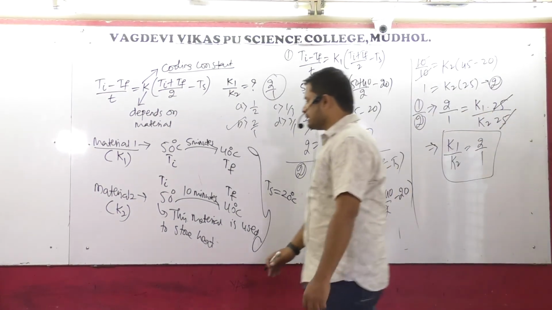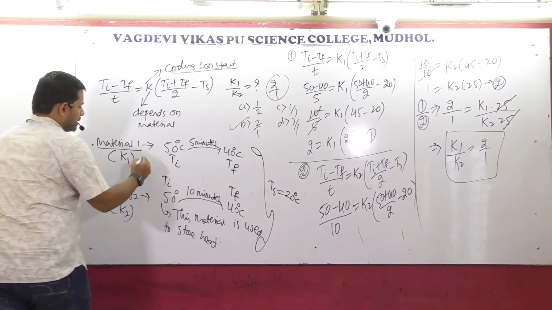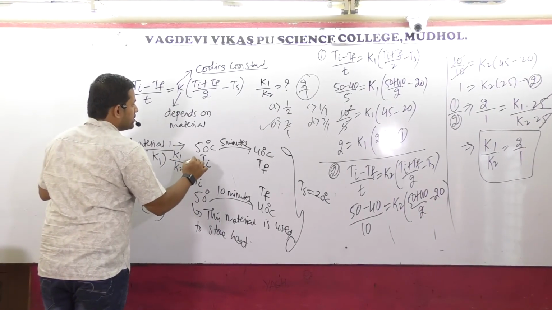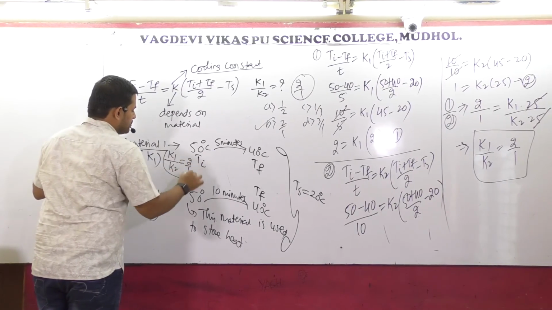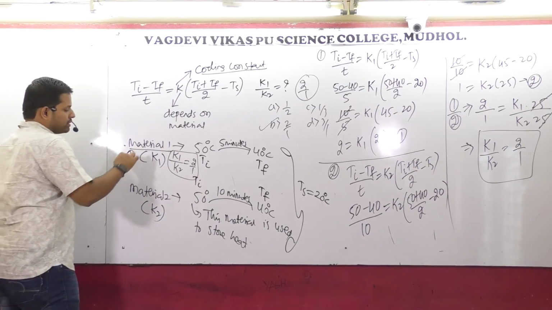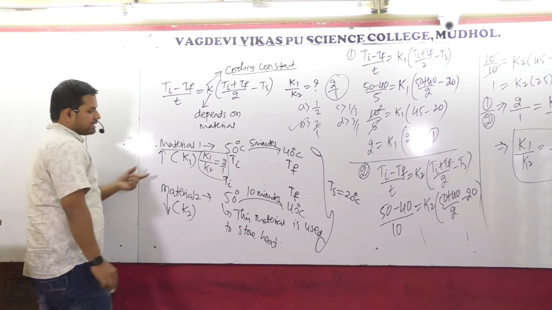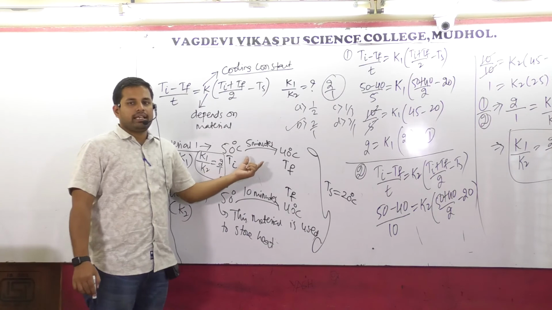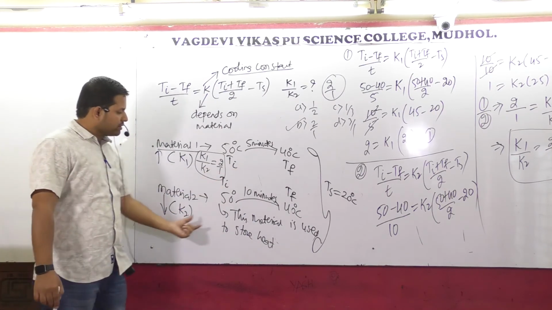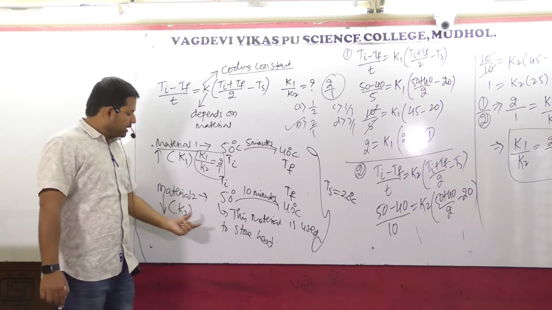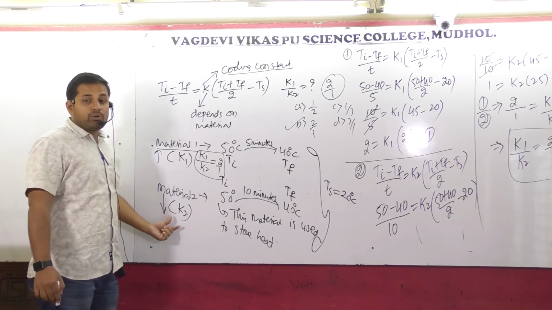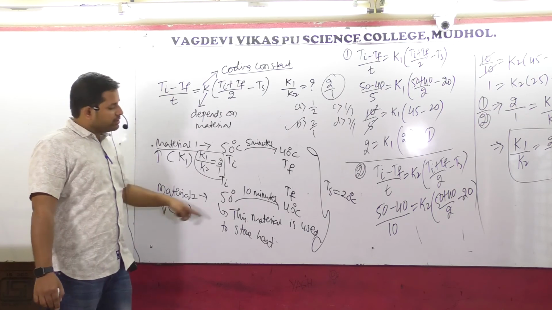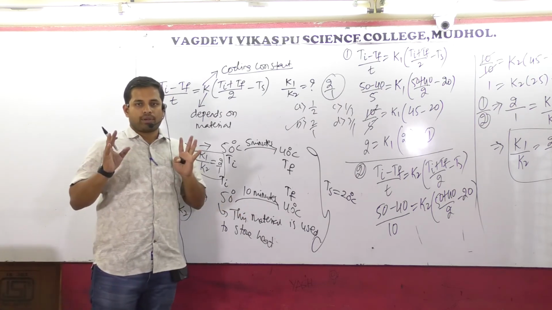Now observe one thing here. I got K1 divided by K2, what did I get? K1 divided by K2 is equal to 2 is to 1, no? That means K1 is more. This value is more, this value is less. If it is more, we should not use it for storing heat. If it is less, I should use it for storing heat. Observe here, this K2 value, the cooling constant, is less. If the cooling constant is less, I should be using it to store heat. Are you getting my point?